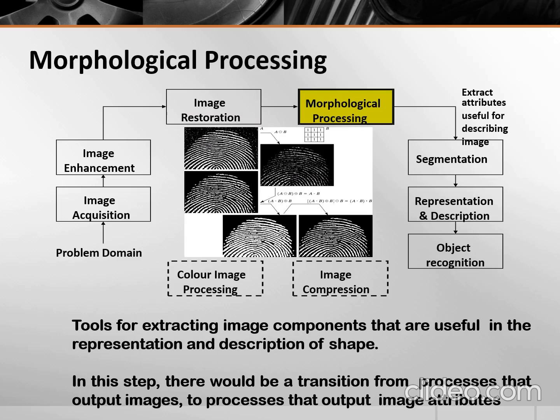In morphological processing, we have to use tools for extracting image components that are useful in the representation and description of shape. In this step, there is a transition from processes whose outputs are images to processes whose outputs are image attributes.